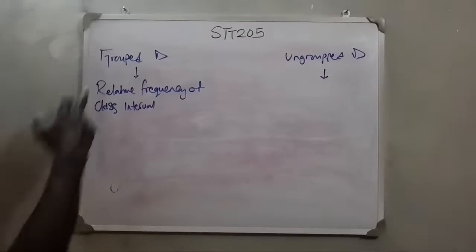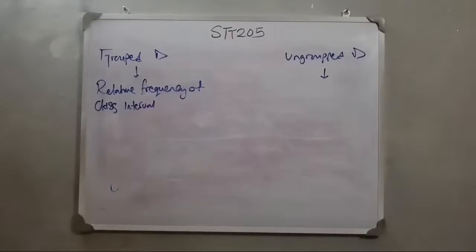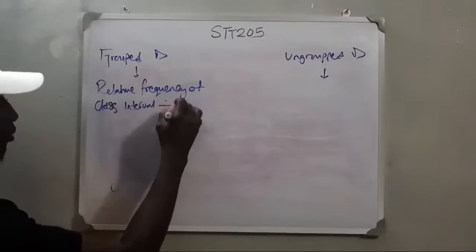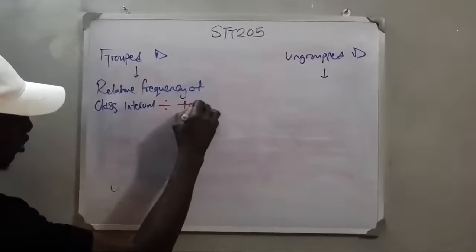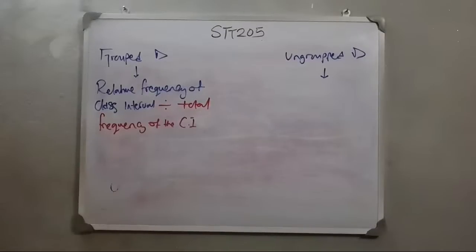So now for the group data, we have relative frequency of class interval, that is for the group data. The relative frequency of the class interval is divided by the total frequency. By total frequency, we have relative frequency of value, for the total frequency.